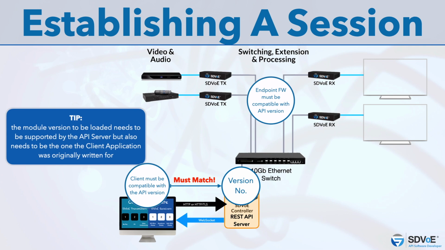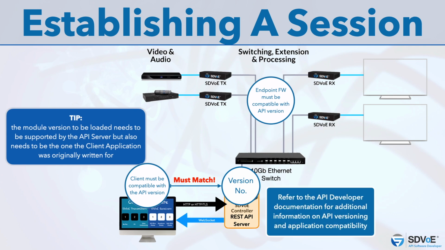As an example, in the API version 3.2, the single source wall feature was introduced. So, if a client sends this type of API request to an AVP2000T endpoint device not running firmware 1.3 or higher, then an error will be returned. Don't forget to refer to the API developer documentation for additional information on API versioning and application compatibility. It may have changed since the last time that you checked.